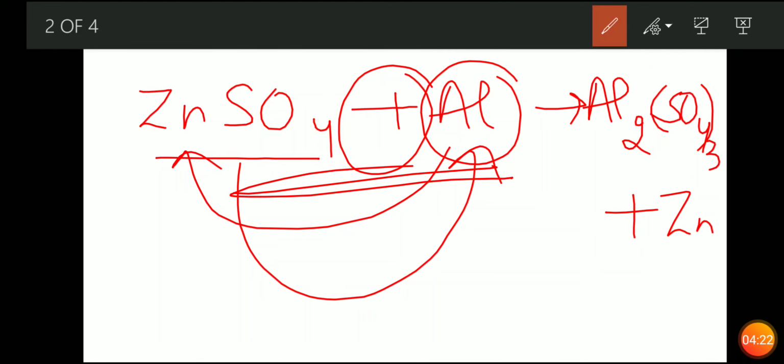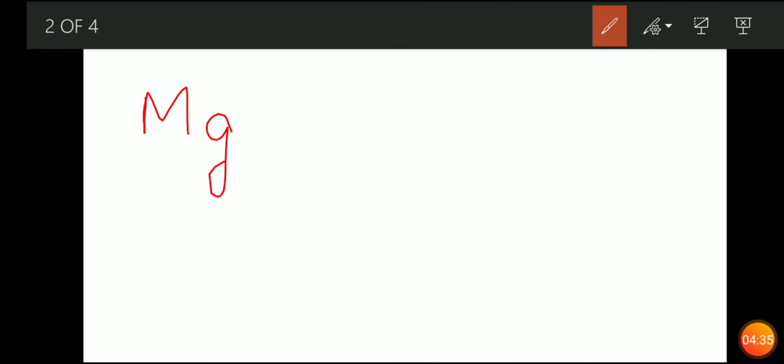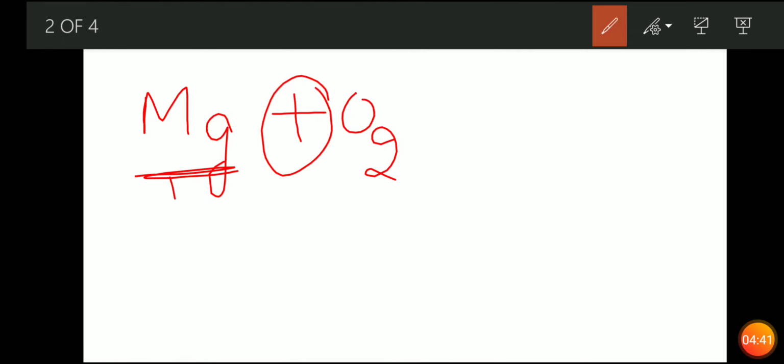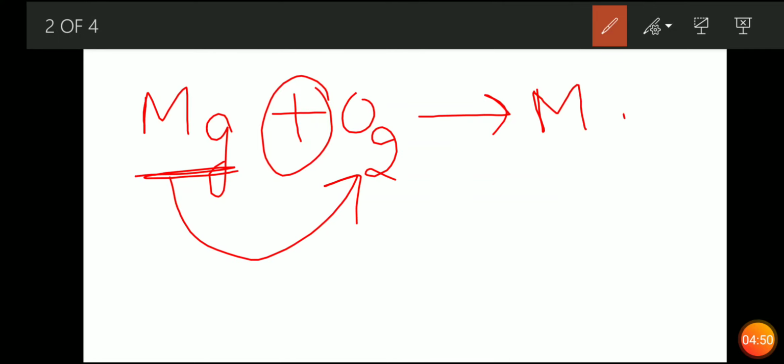Wherever we get two or more reactants together to react, wherever more than one reactant reacts, that is known as a combination reaction. Now see, for example, this is magnesium plus oxygen. Here this plus sign indicates that magnesium is reacting with oxygen. So two reactants are combining together. So it is known as a combination reaction. It will form magnesium oxide.